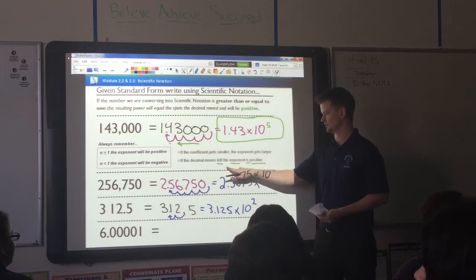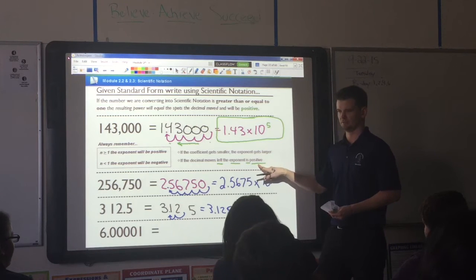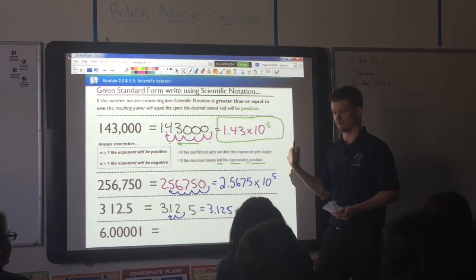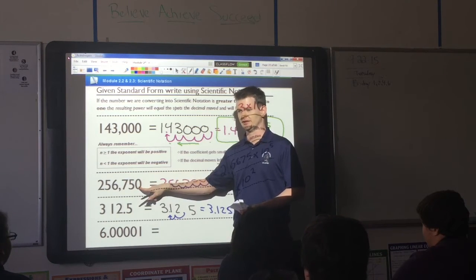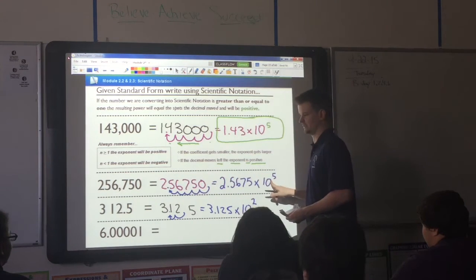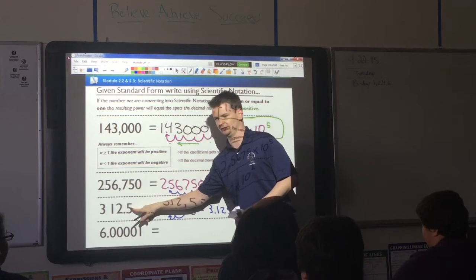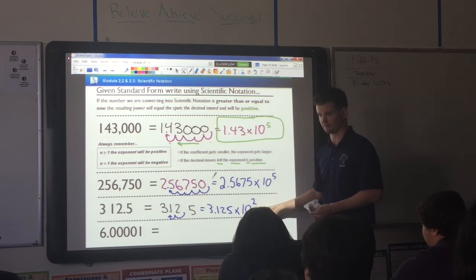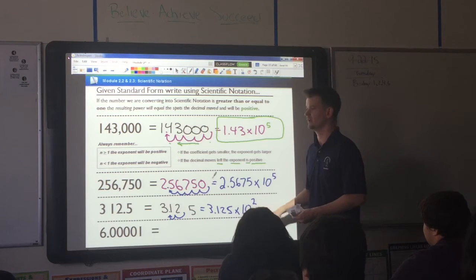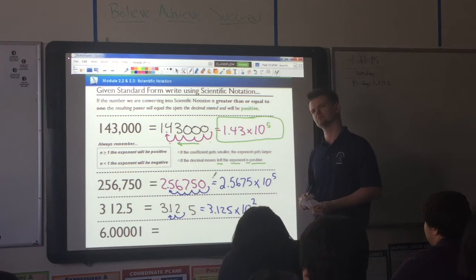And when you move the decimal to the left, the exponent is going to be positive. The other way to tell if the exponent is going to be positive, look at the original number. Is that greater than 1? Yes, therefore, exponent positive. This number, is it greater than 1? Yes. Therefore, the exponent's going to be positive. You positive it's positive? Yeah, you're positive it's positive. No, I'm negative it's positive.